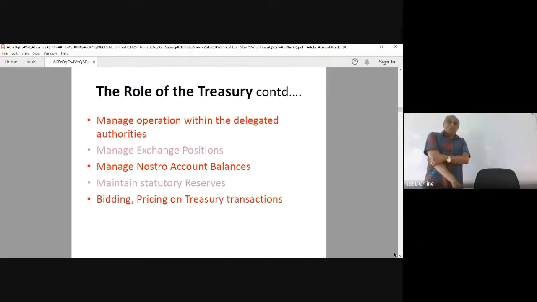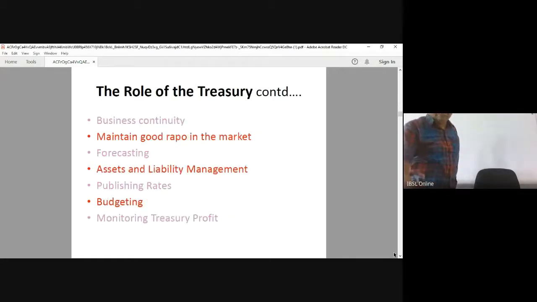Primary auctions, secondary auctions, do the bidding and pricing on treasury transactions. Some more. Business continuity. Any BCP plan, treasury guys play a major role, right? Maintain good rapport in the market. You have to be good with all the competitors in the market, the brokers, everybody, right? And always be good with the customers.